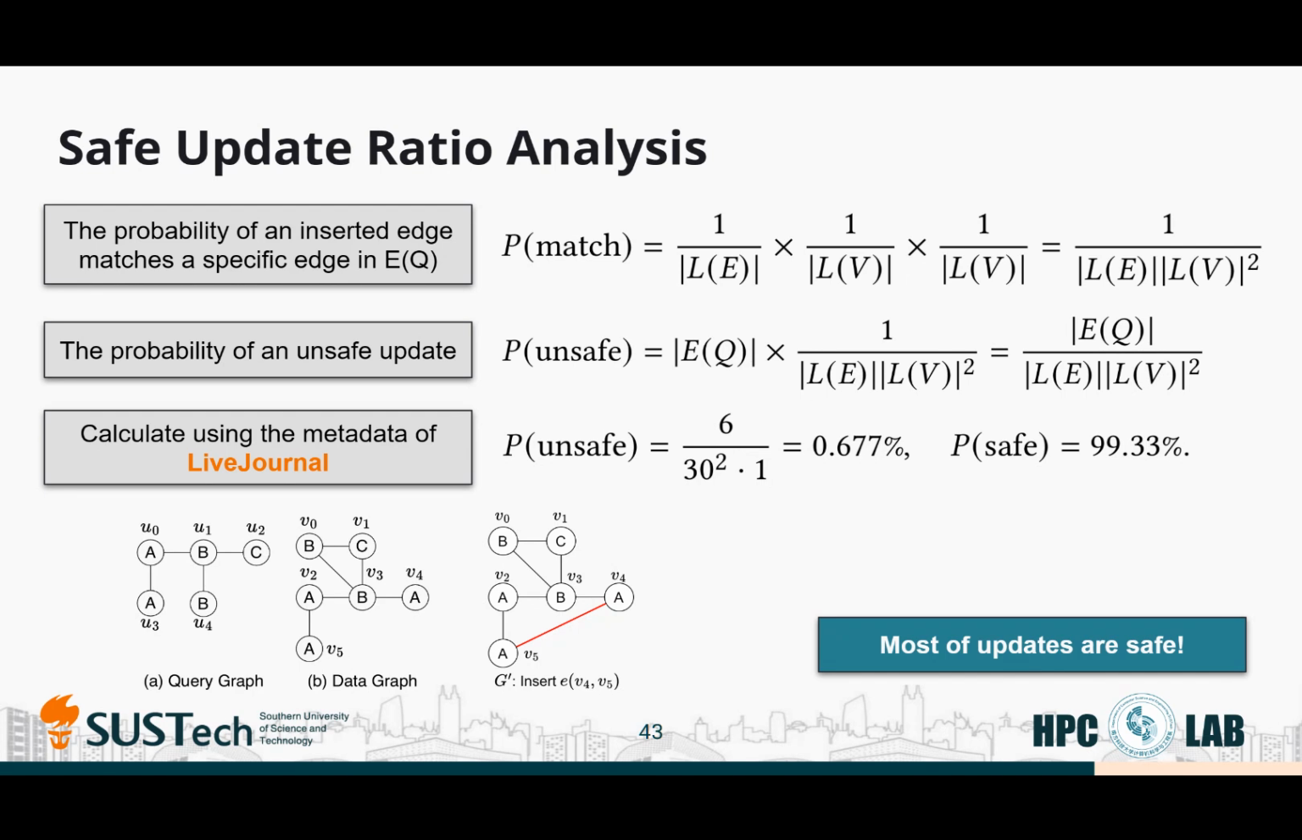And for example, if we have a query graph that has 6 edges, then the unsafe ratio may be like 0.67%, and the safe update ratio is very high, which shows most of the updates are safe.